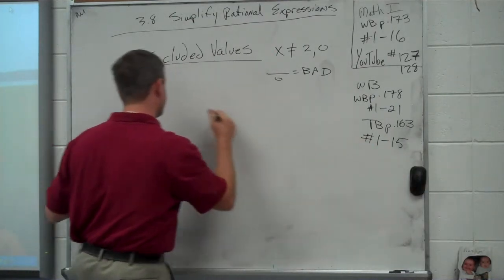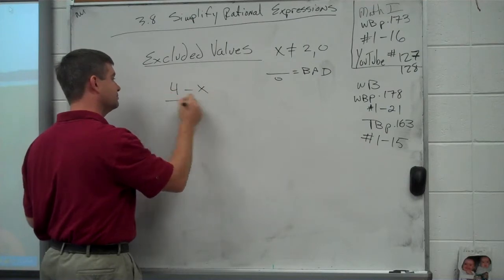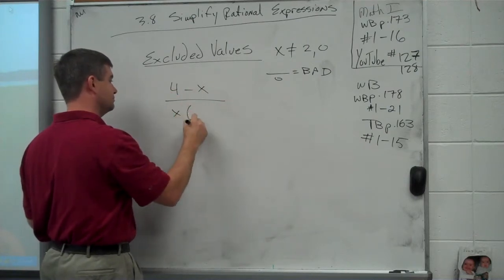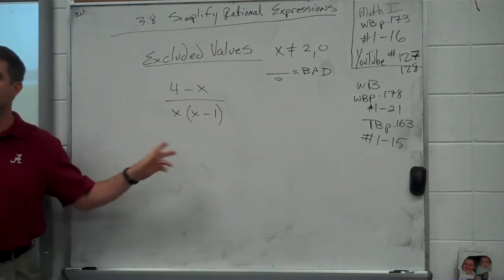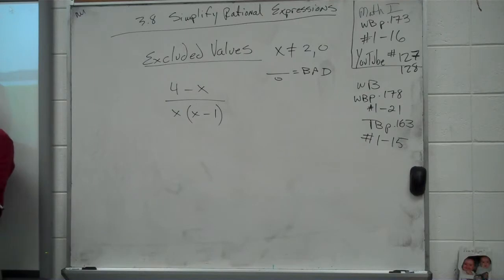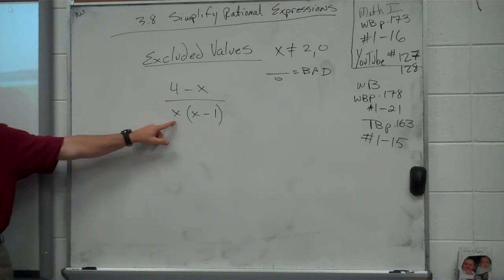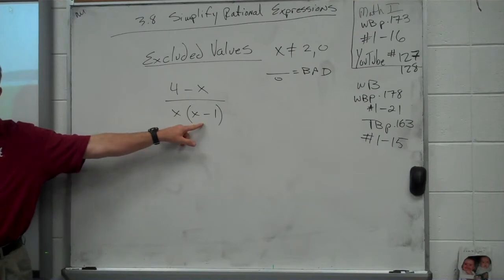Alright, so here's your next example. First question is, how many x's do you have? 2. You have 2 in the denominator. We're only looking at the denominator. What does denominator mean? The bottom of the fraction. Down. Denominator. That's a way of remembering it. Alright, so we got x and x minus 1. We got 2 x's. How many excluded values are we going to have? 2. What are they? 0. And what else? Positive 1.